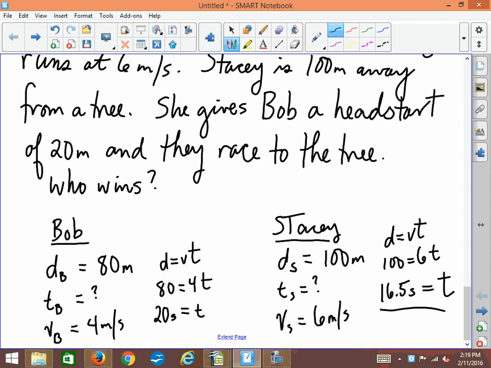And obviously she gets there first, so she would win. That's one way of doing it. It's pretty straightforward and it's pretty simple. The other way to do it could be to draw a graph of what's going on and see what you could come up with on the graph. Let's try that.